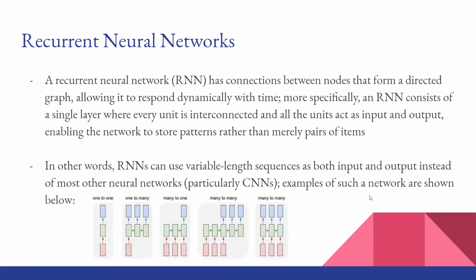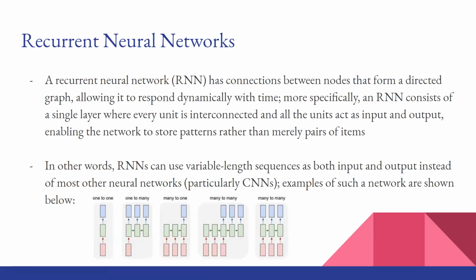Now, the recurrent neural network, which is the brother to the feed-forward neural network, is a connection between nodes that form a directed graph. It allows it to respond dynamically over time, and it consists of a single layer where every unit is interconnected and all units act as input and output, enabling the network to store patterns rather than merely pair them.